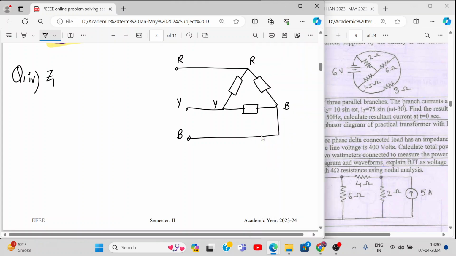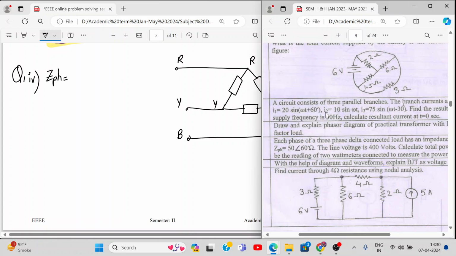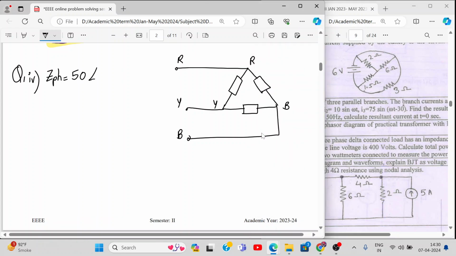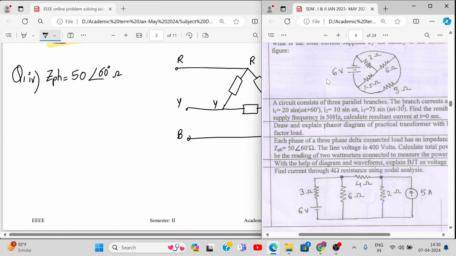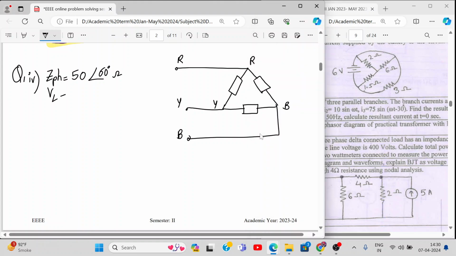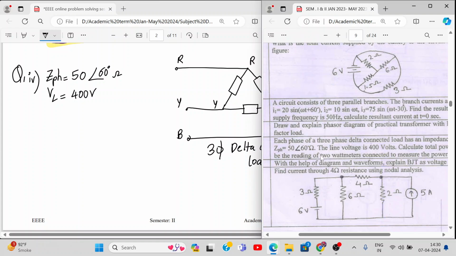Z phase. The impedance of each phase is given to you as 50 angle how much? 60 degrees. So write down the given data. And line voltage is 400 volts. VL in a 3-phase circuit is 400 volts. And it is a 3-phase delta. If it is a delta connected load, it means the supply will also be delta connected. So it's a balanced load because Z phase is the same for all.